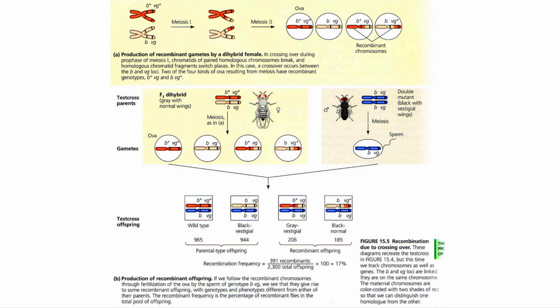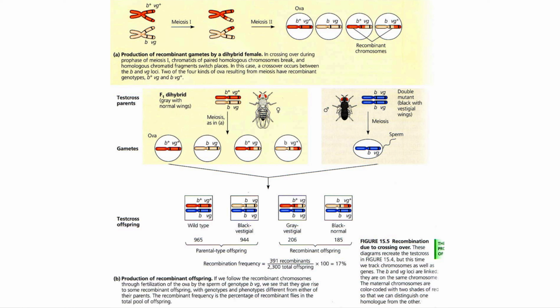Now, because these traits are linked together, we're not going to see what we would expect here. If we did a Punnett square, we'd expect a 1 to 1 to 1 to 1 ratio, each phenotype showing that it's independent of each other. We're going to have equal opportunity for all 4 combinations. We also aren't going to see total linkage with each other, where there are only the wild type individuals and the black individuals with vestigial wings, only those 2 types. We're not going to see that.